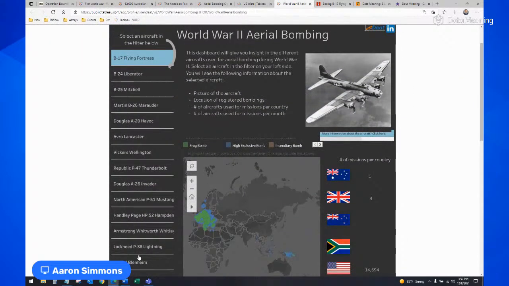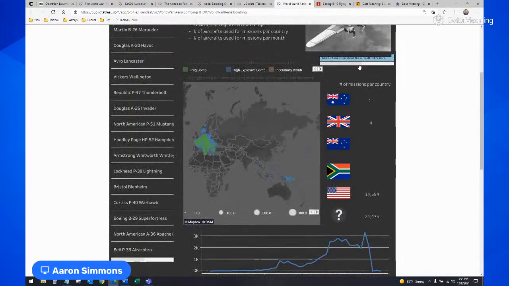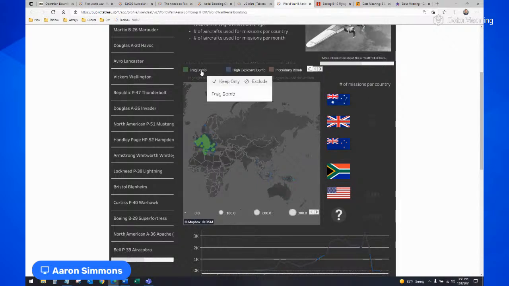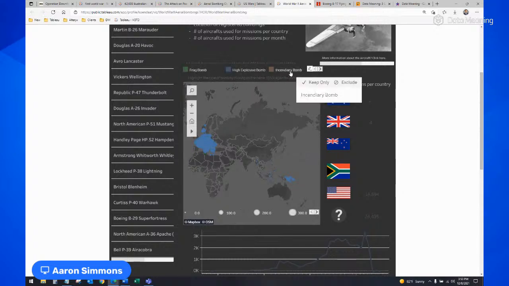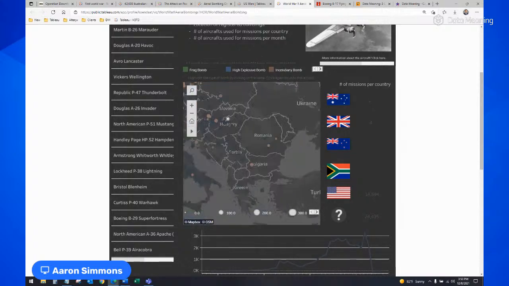So you can click on any of the aircraft. It's a little outdated, I think this was 2017. So it looks like this is kind of squished in here. There's a scroll bar for the colors, but you can't click on a color and see where those were dropped. You can also zoom in to certain parts of the countries if you want, and see it a little clearer.